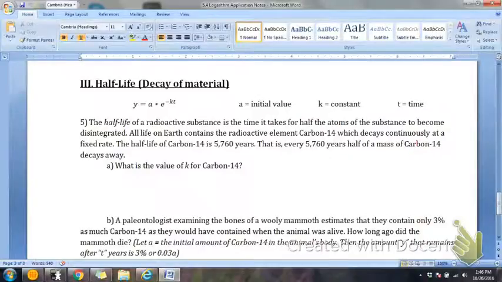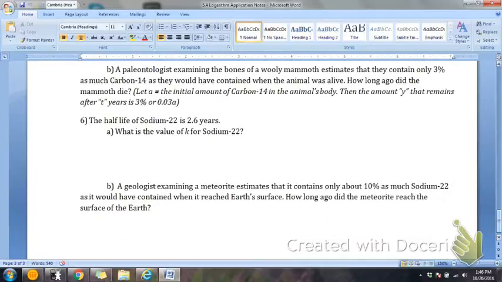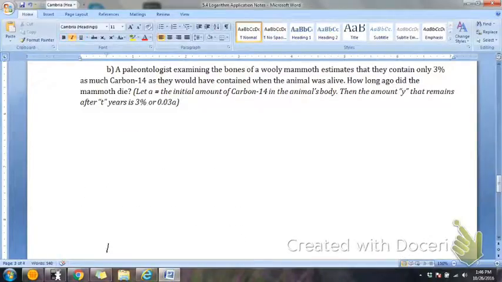It says a paleontologist. Does anybody know what a paleontologist is? Yep. If you didn't know, couldn't you keep reading? It says a paleontologist examining the bones of a woolly mammoth. So what do you think they do? Dinosaurs. And they examine bones, right? Examine the bones of a woolly mammoth. Estimates that only 3% as much carbon-14 as they would have contained when the animal was alive. How long ago did the mammoth die? Okay, so if the mammoth is dead, we need to figure out how long ago he died. So this is how scientists say that dinosaurs lived 20,000 years ago or whatever it is, okay?